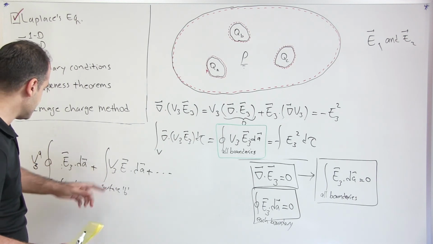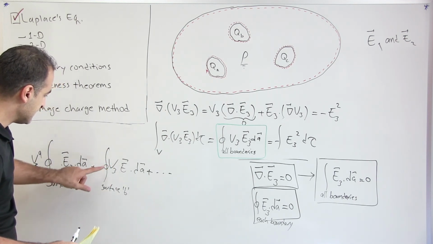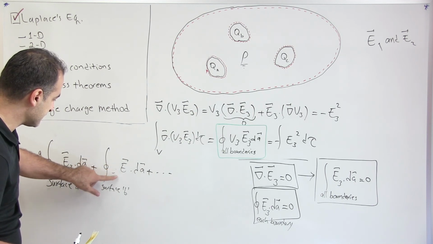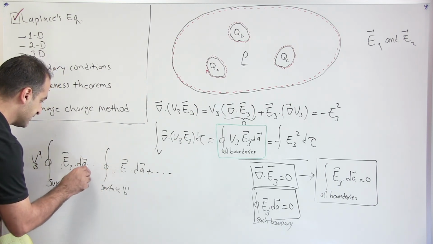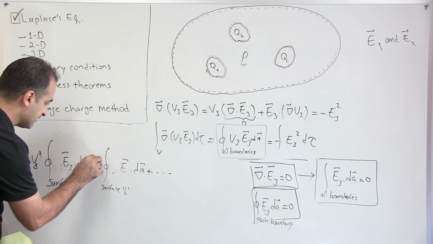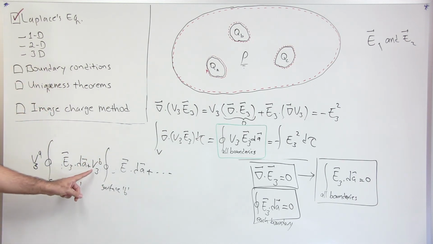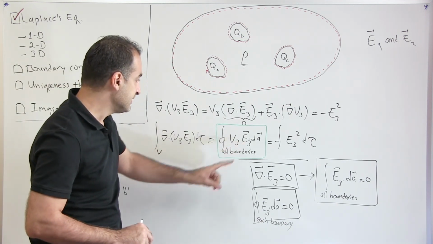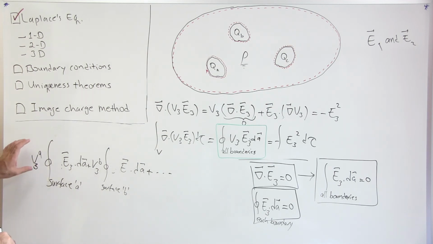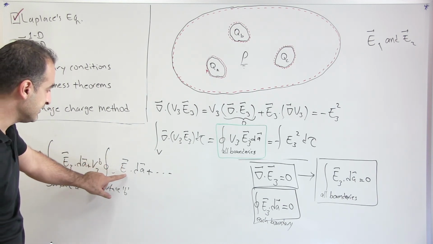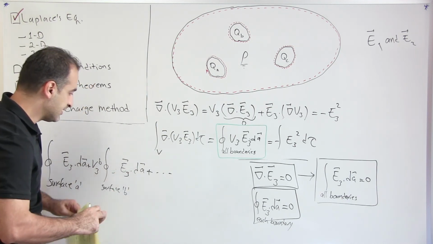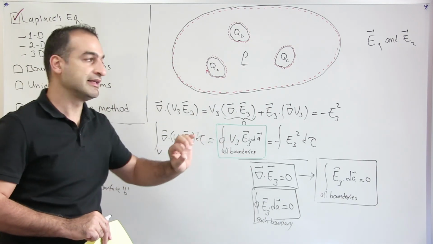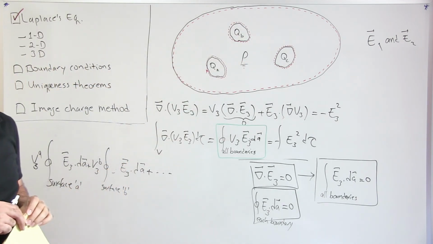The same goes with this one. This is a closed surface. V3 is a constant on the surface of B, so I can write this in terms of V3 on the surface B. The V3 is a constant, so we can take it out of the integral. So this integral is technically equal to one constant times the integral of E3 dot dA on one of these surfaces plus another constant times E3 dot dA on another surface, and it goes on, depending on how many conductors we have here.